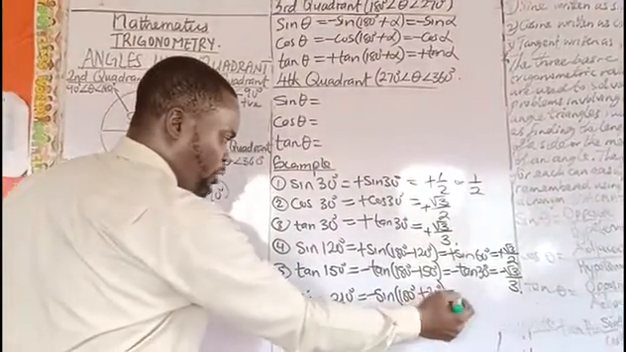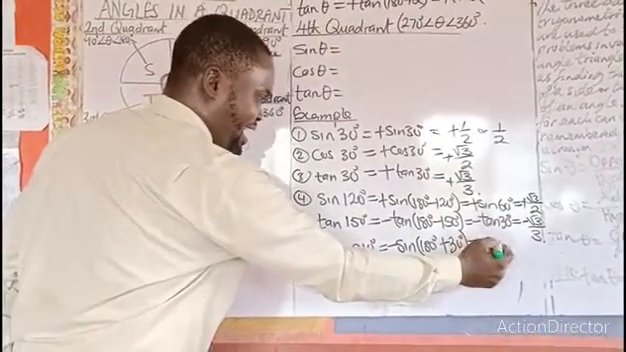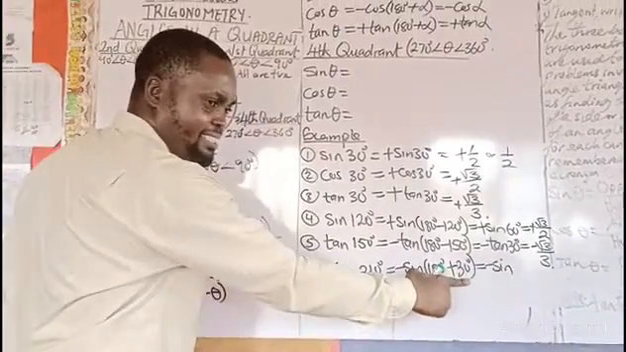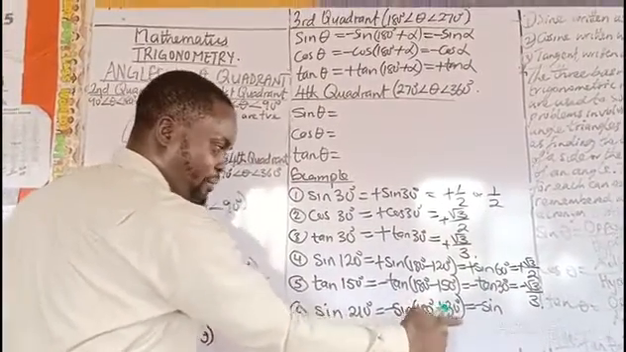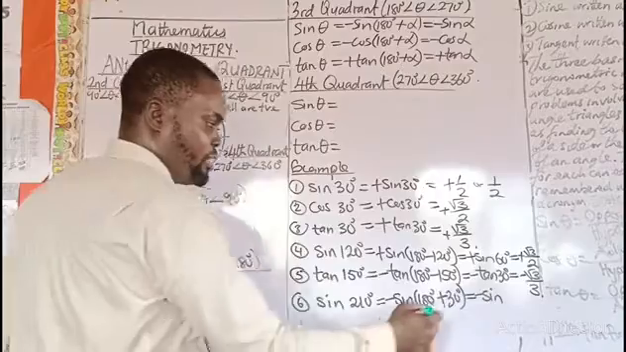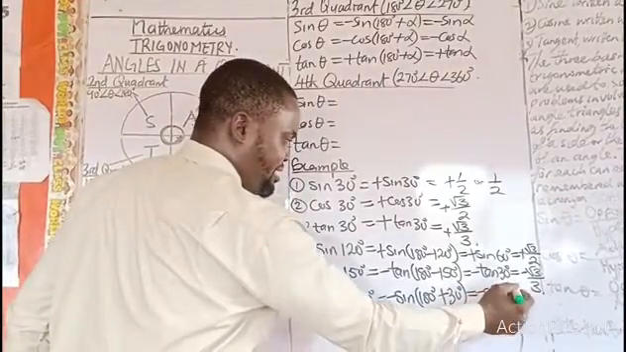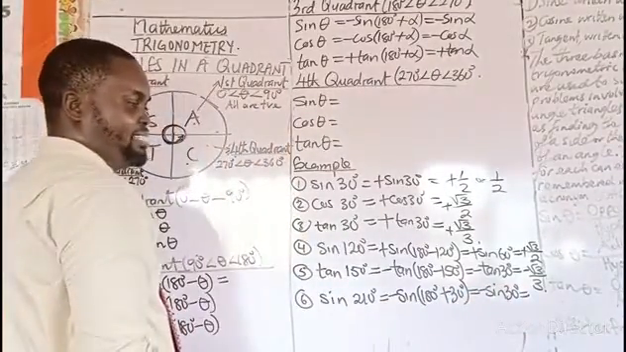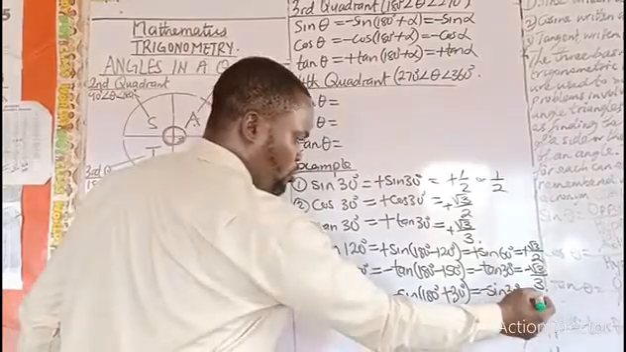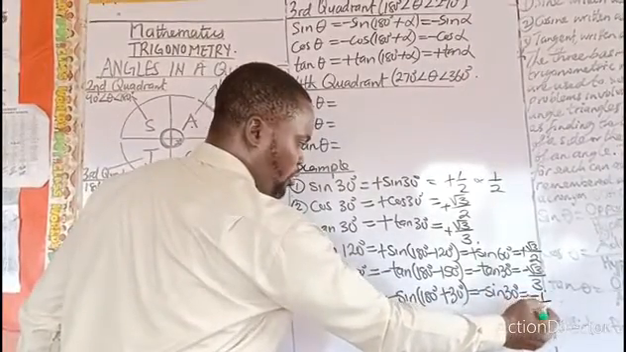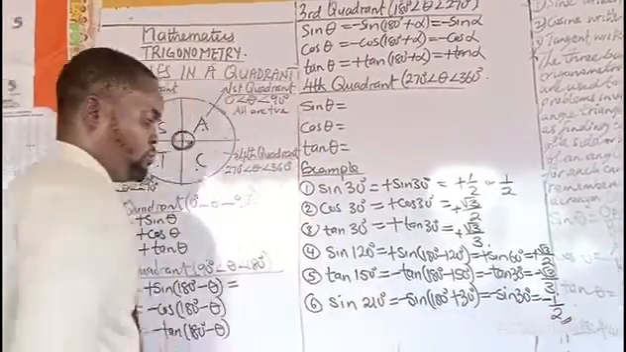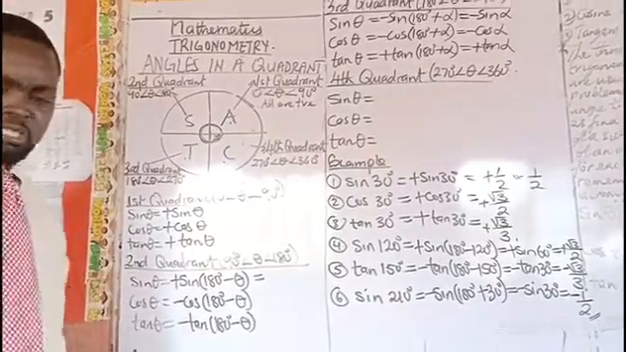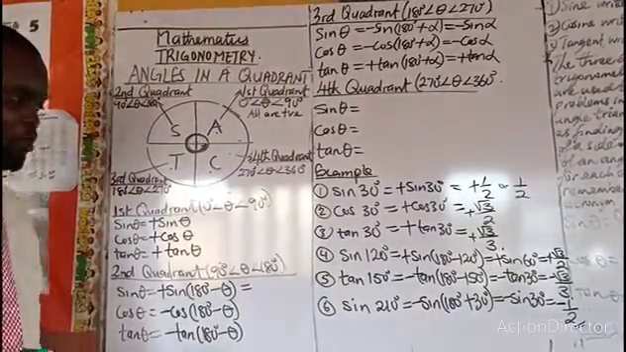So the next thing, we are not going to write the 210. What did we get here? 30. So it is that 30 that we are going to write, so that we say minus sine 30 degrees. And what is sine 30 degrees? 1 over 2. So we have minus 1 over 2. Do you see it? That is how we solve this.